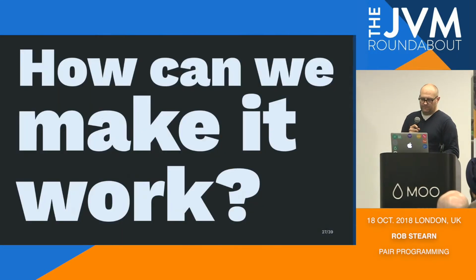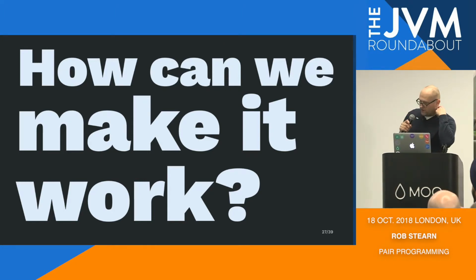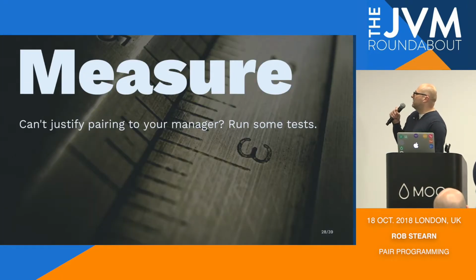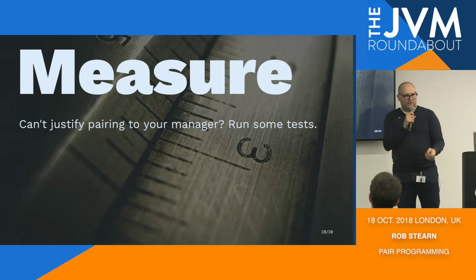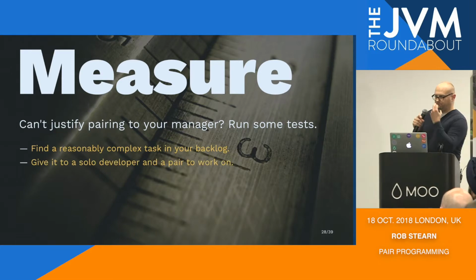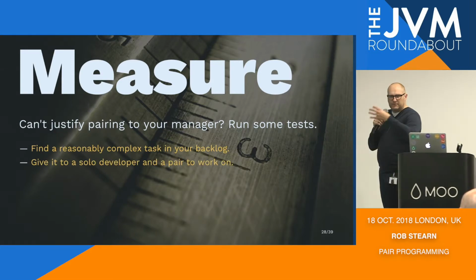So, how can we make it work, moving past fear and pride? Probably a good thing to do first, right, is to take a baseline and measure. So if you're having problems justifying it, or you're just not sure where the benefit is, take a task in your backlog, a reasonably complex one, and give it to a solo developer and give it to a pair, reasonably evenly matched.